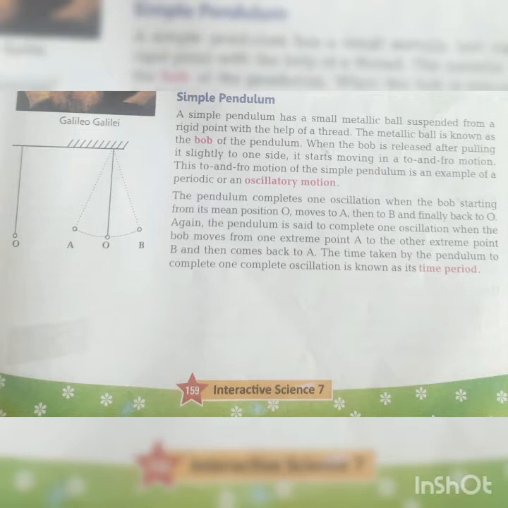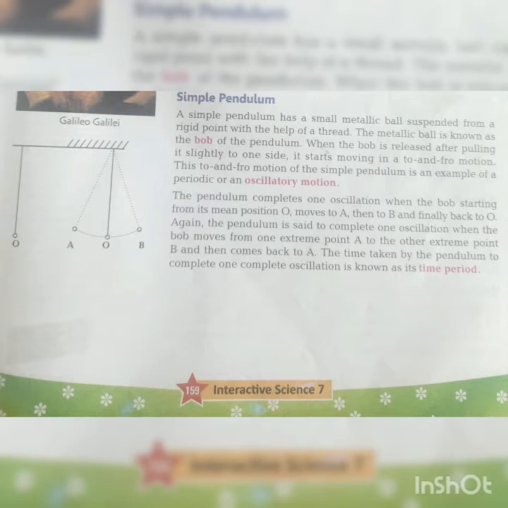We also read about the Italian scientist Galileo Galilei, who first observed the periodic motion of a swinging lamp to start his experiment with pendulums. Today we will be reading about the simple pendulum. A pendulum has a small metallic ball suspended from a rigid point with the help of a thread. The metallic ball is known as the bob of the pendulum.